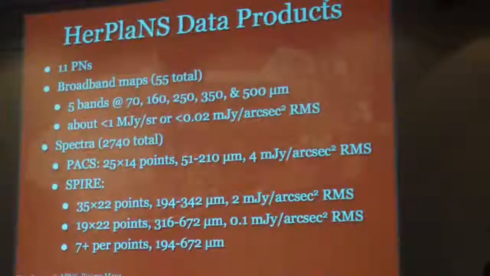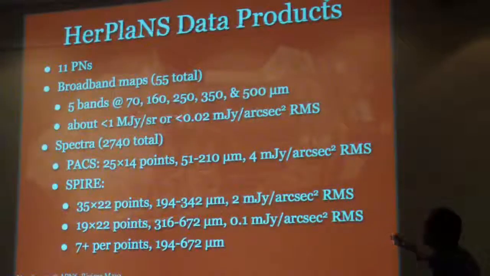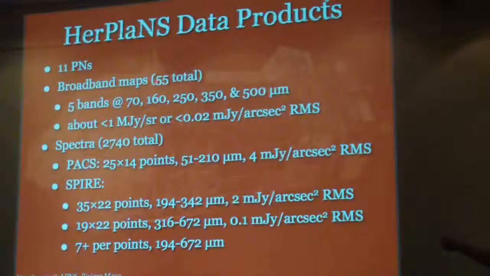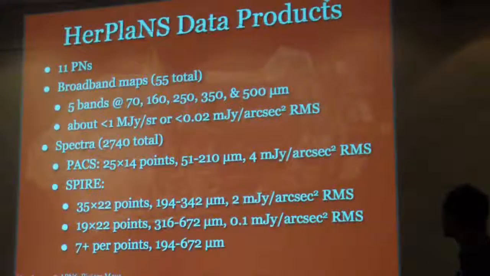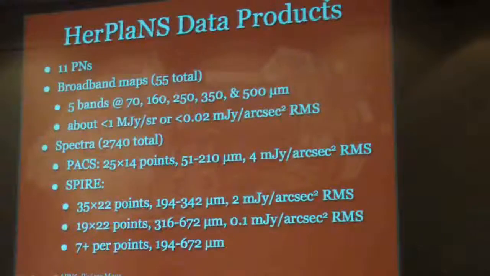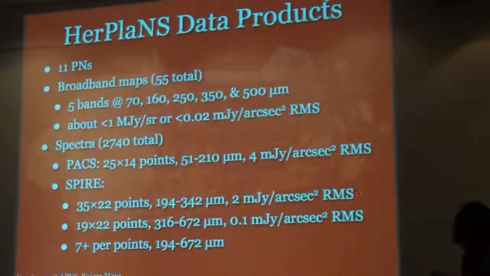Okay, again, the data products: we looked at 11 nebulae. Then we got broadband maps, in general 5 bands. Sometimes we get an extra 100 micron band, but basically 5 maps for a given object. And then we get the spectra; the total number is 2,740 spectra of these chop nodes and PACS and SPIRE cells. And then here are some of the sensitivities.